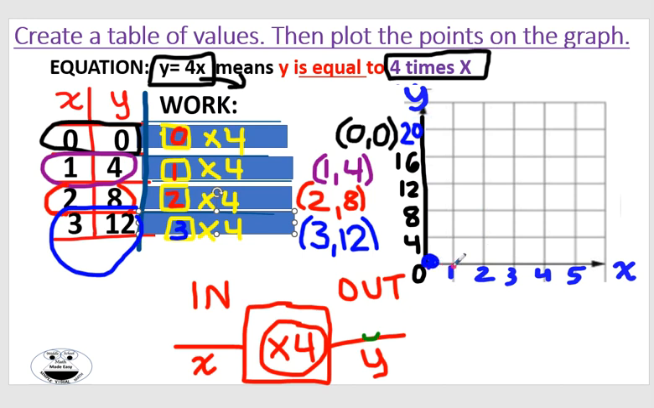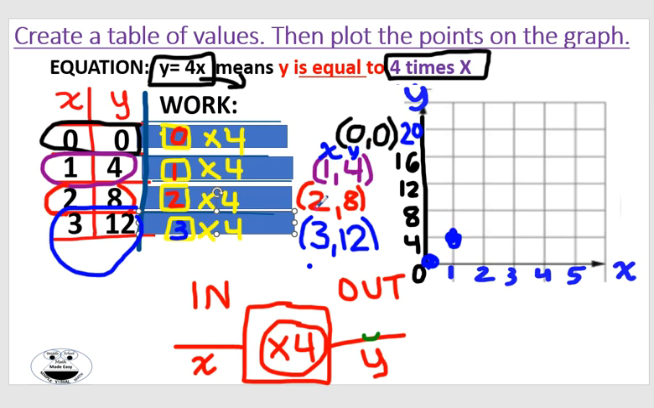So now I'm going to plot the other points. We're going to start with this one. I plot the (0, 0). Now I'm going to plot my x and my y. The next one, I see x here is 1, so I'm going to go 1 here, and then y is 4. I go up to the 4, but I stay by the 1 line.